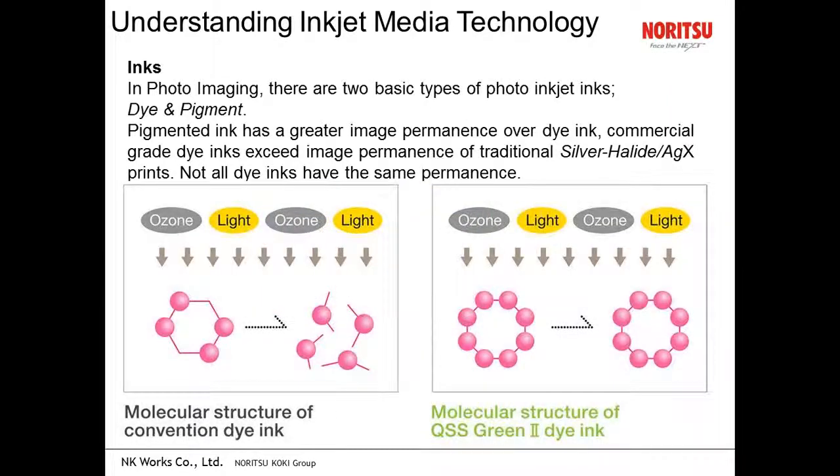Dye inks do not have as good image permanence as pigment inks when exposed to light. There is no doubt that pigment inks are the best image technology for print permanence. However, Noritsu dye inks have a different molecular structure than traditional dye inks, and they do have a greater image permanence than traditional silver halide paper. Please note very clearly, not all dye inks have the same permanence.